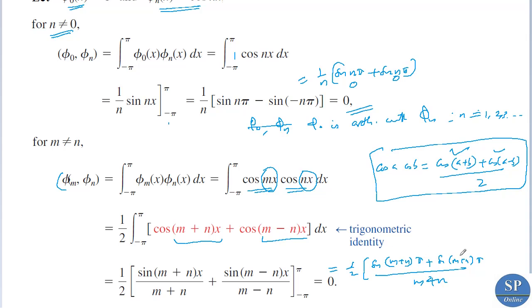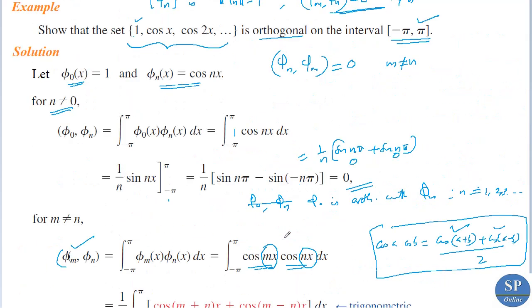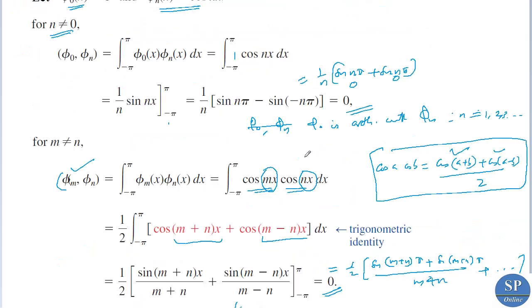This is equal to 0 because m and n are positive integers. Similarly, we get 0 minus 0 divided by m minus n for this also, so the value is 0. That is, the inner product of phi m with phi n is equal to 0 for m not equal to n. Therefore, phi m and phi n are orthogonal where m not equal to n. Therefore, we have shown that the set 1, cos x, cos 2x, etc. is orthogonal in the interval minus pi to pi.